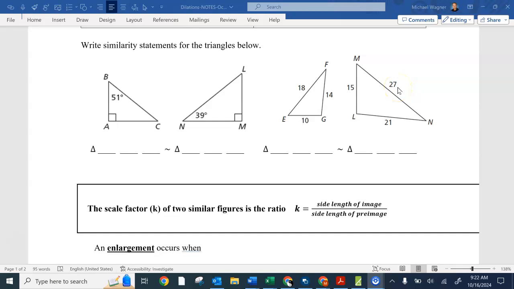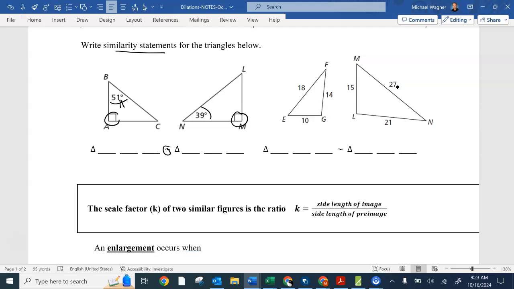Okay, so the similarity statement. Here they're telling us these are similar, right? Right here with the symbol. So we already know they're similar. That means they're going to have the same angles. Well, 51 and 39 can't be the same, right? Obviously. But we know 90 is the same, which means the third one missing has to be the same.